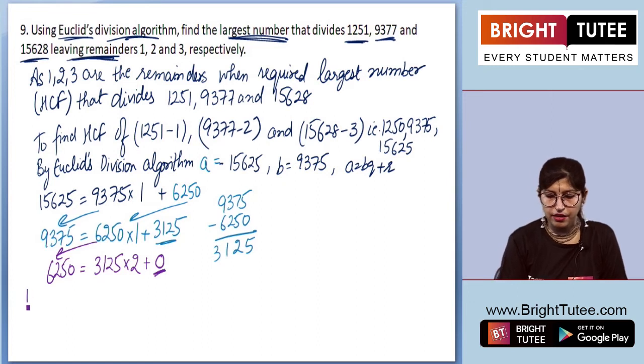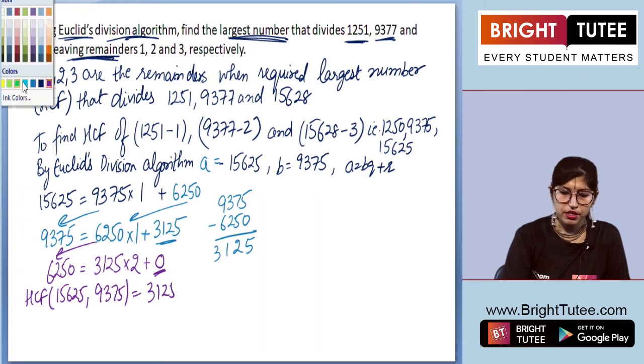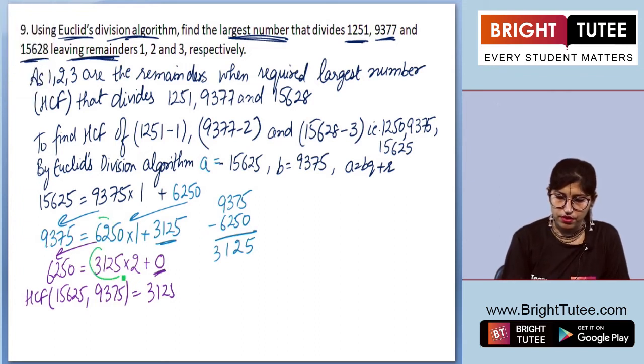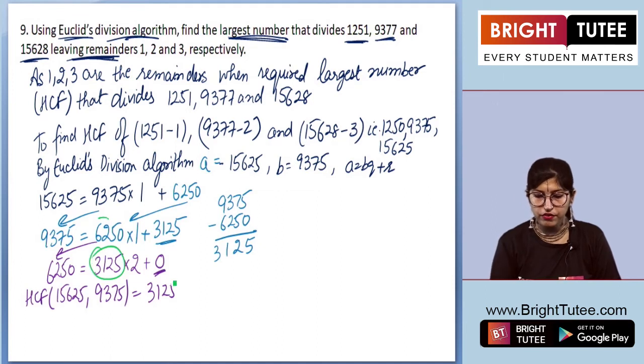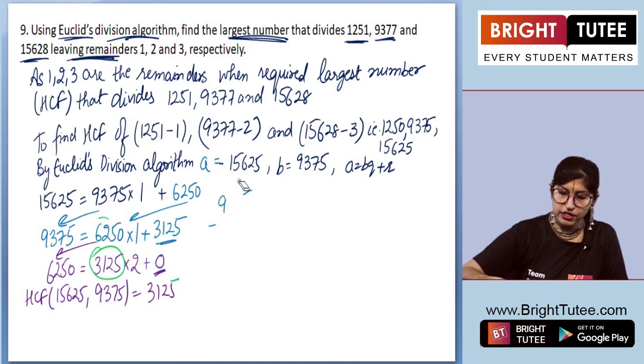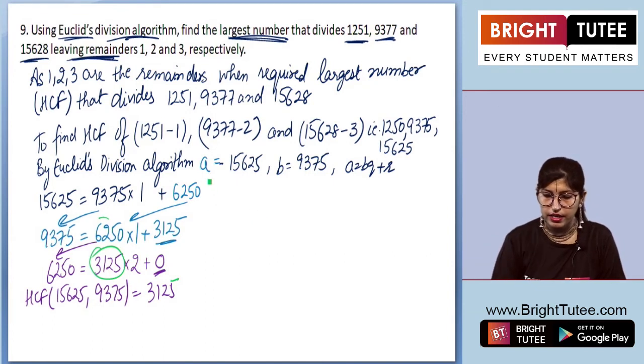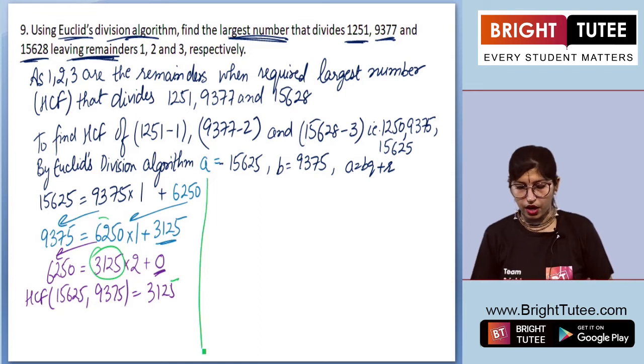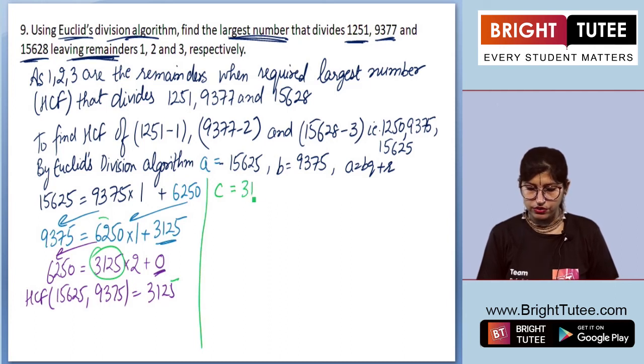That means the HCF of 15625 and 9375 is 3125. So 3125 is the HCF of 15625 and 9375. Now let's find it for the second step. We take C as 3125 and D as 1250, the number we left out.